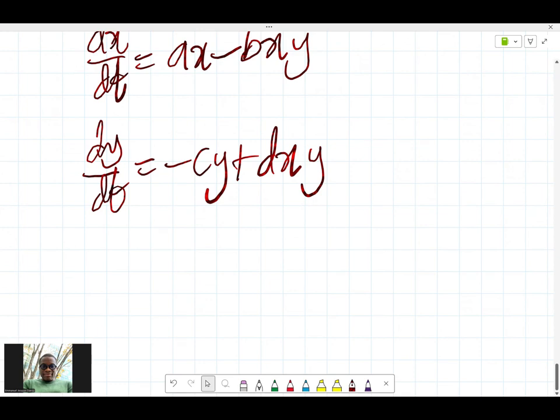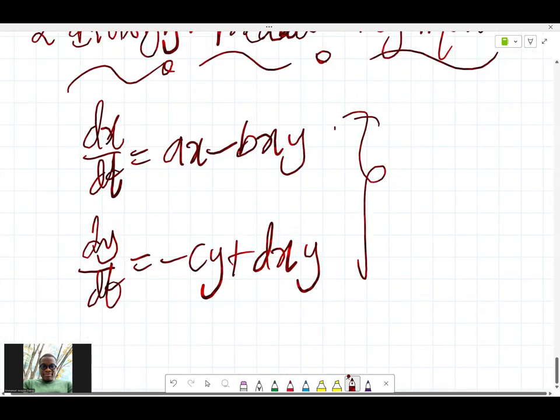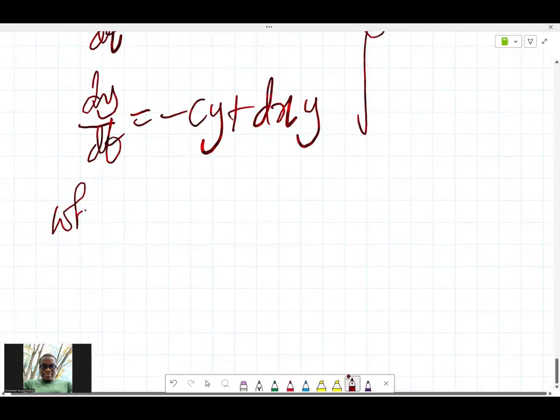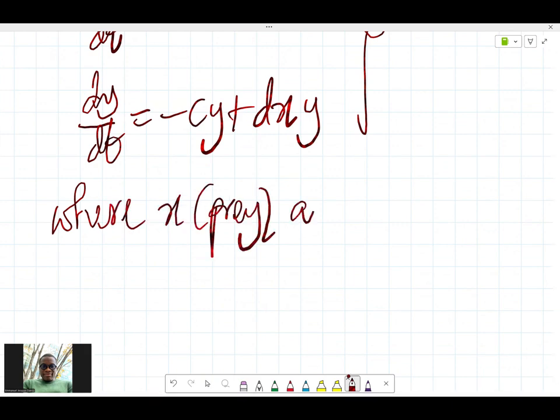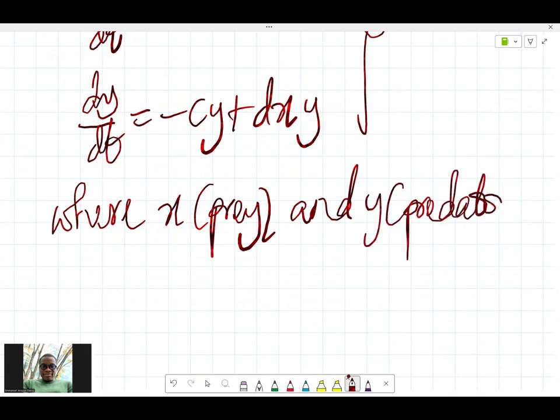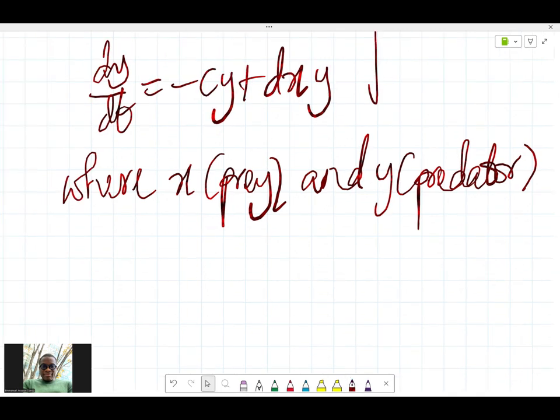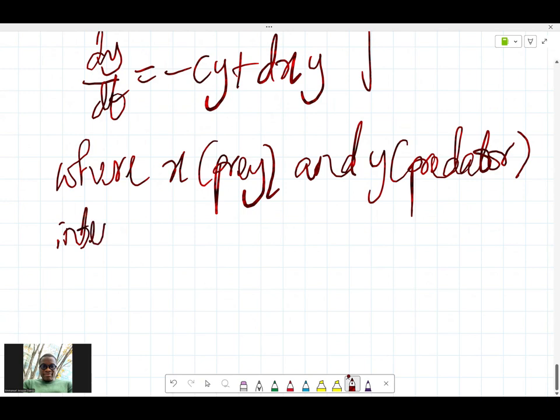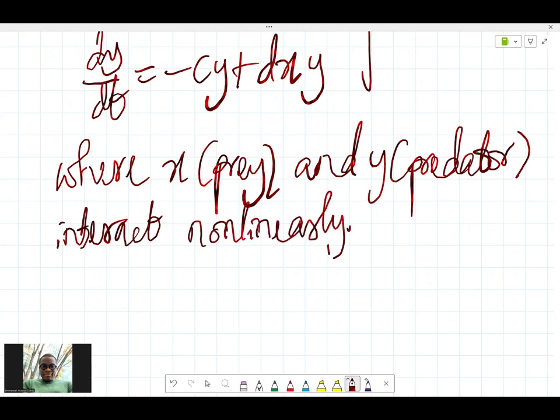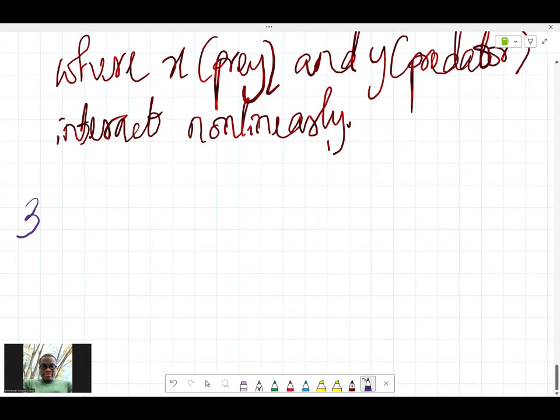Of course, this is another system. This is a very popular system in ecology where x is the prey and y is the predator. This is my core area of research, for instance, and maybe along the line I'll get to talk about mathematical biology and all that. Prey and predator interact non-linearly.